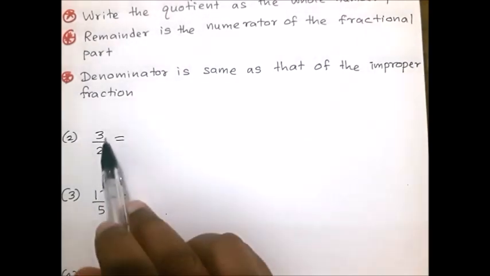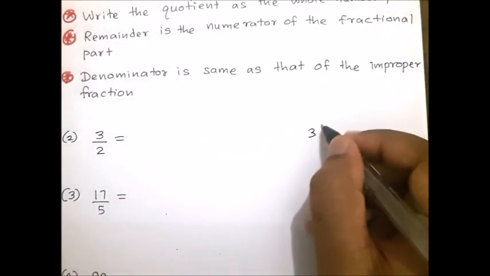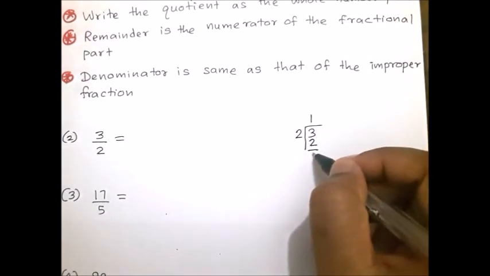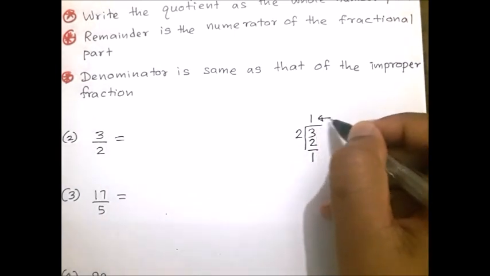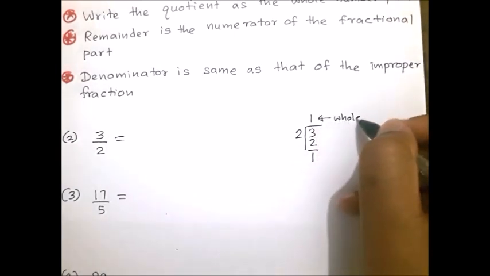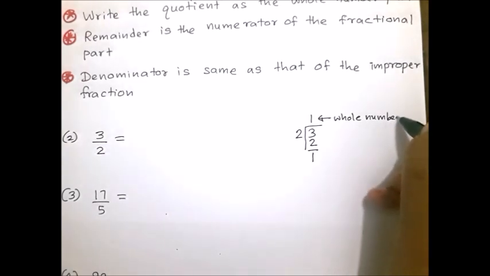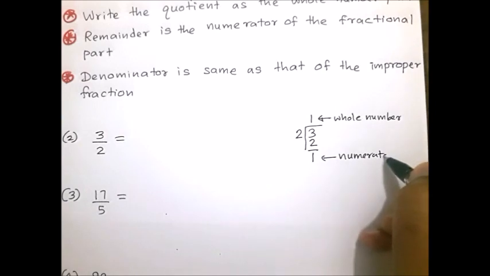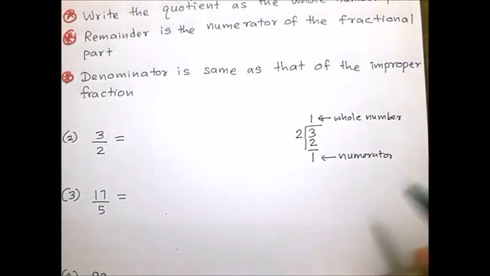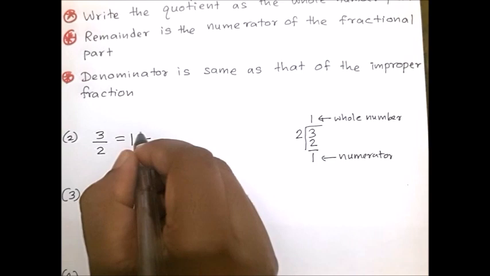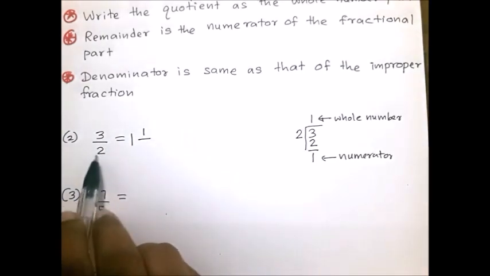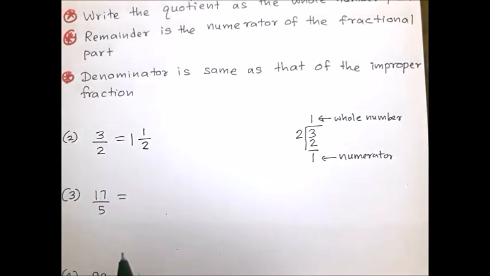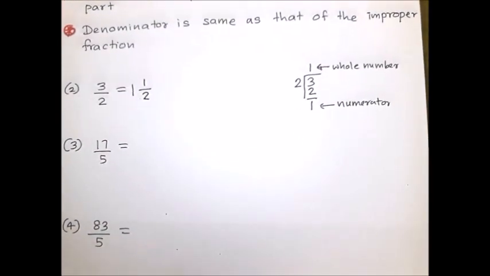Look at the second example. 3 divided by 2. 2 times 1, 2 and remainder 1. Here this should be the whole number. And this remainder should be numerator. Here whole number and numerator equal. So whole number is 1, numerator 1, denominator is same as the improper fraction, same denominator. This is the answer.